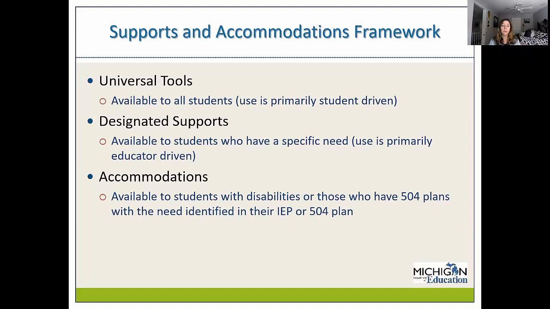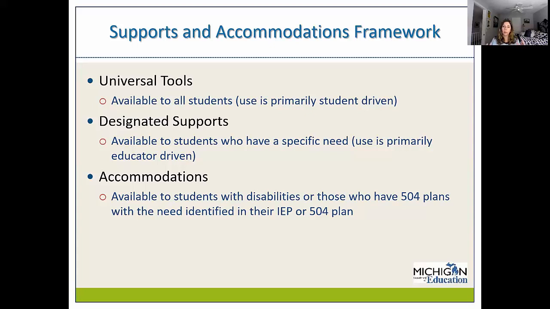There are three types of supports that a student has access to on our state assessments. The first is called universal tools. These are things that are going to be available to all students, and the use is primarily student-driven. So this is something like an embedded highlighter. A student has access to that throughout the assessment typically, and they can use it whenever they want.